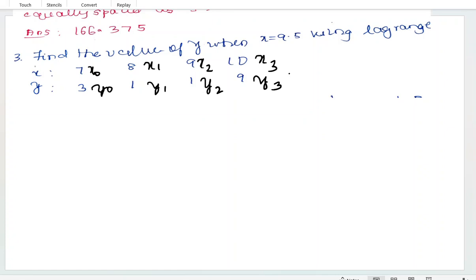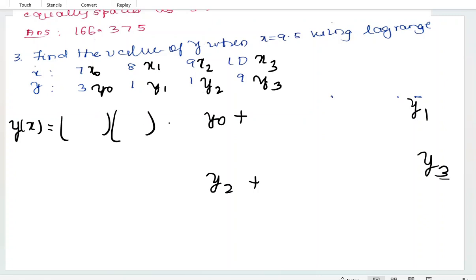Now, in the Lagrange method, unlike Newton's method, we don't have to construct any table, nor do we have to find any p. So, we directly write down the formula. The formula is simple. Y at x, we write y0 plus y1, y2 plus y3. And then, since it ends in 3, we draw 3 brackets on top, 3 brackets down.